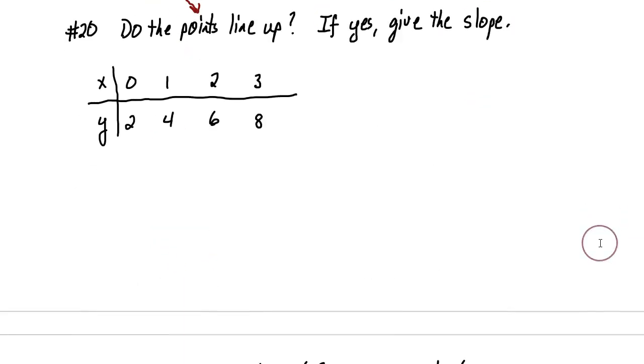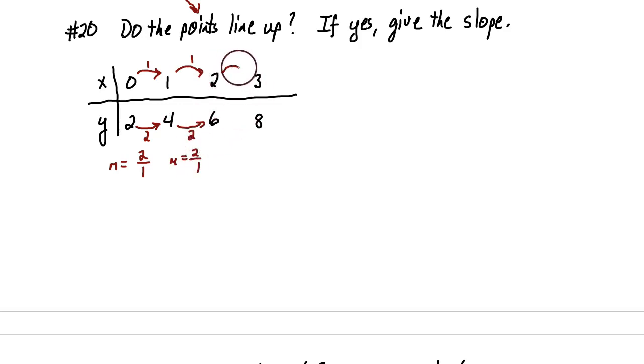Number 20, we're given ordered pairs and asked, do the points line up in a straight line? If they do, there will be a constant rate of change between the points. So let's find the rate of change. X is changing by 1 unit when Y changes by 2 units. If we create a rate, the Y changed by 2 when the X changed by 1. Let's compare these. The X changed by 1 and the Y changed by 2. So that's the rate, 2 over 1.